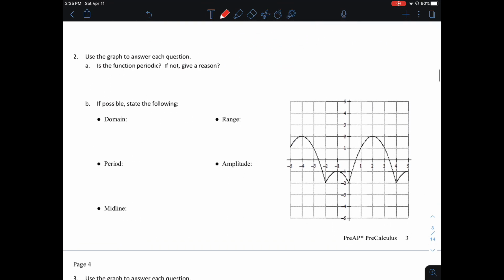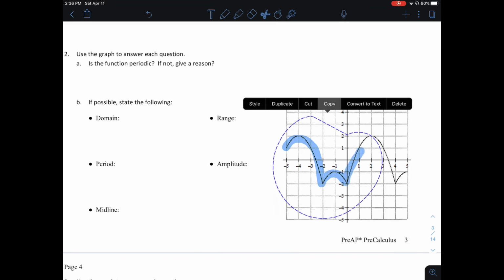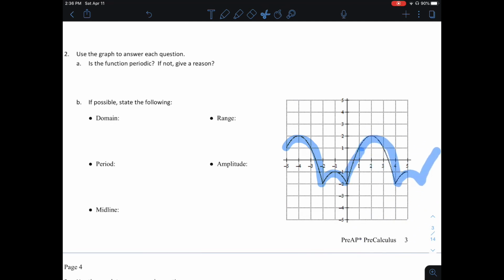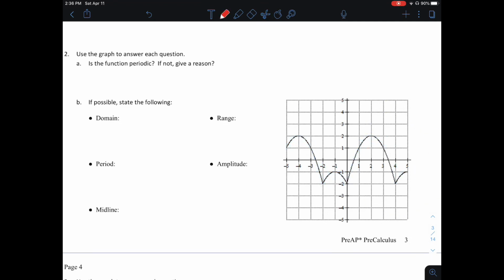Is this graph a periodic function? Well, it sure looks like it. If I were to trace over, let's say this right here, I could take this and copy it and paste it, and that would be this function continuing. We're assuming that as it goes off the coordinate plane, it's going to continue the same way that it's going. So we would say, yes, it's periodic.